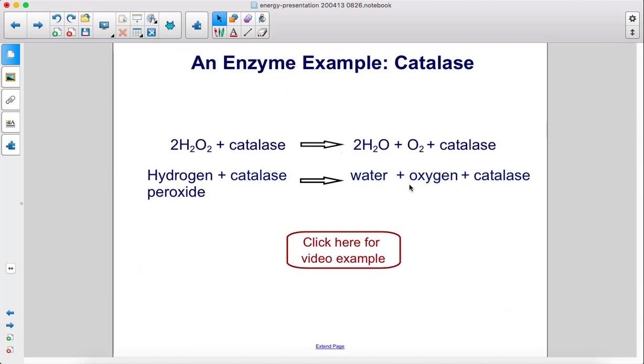Here are two reactions that feature a different enzyme, catalase. Click here for a video example.